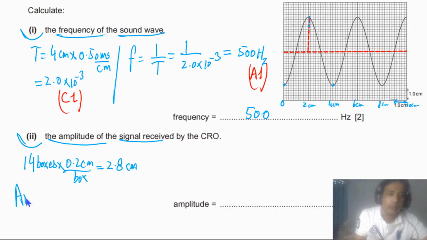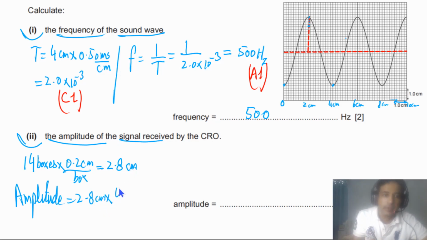Now we need to calculate the amplitude. Amplitude has to be in volts. So we have 2.8 centimeters multiplied by the Y setting, the Y gain. Y gain is equal to 0.20 volts per centimeter. If we multiply this, we will get our answer, which is 0.56 volts. So the final answer is 0.56 volts.